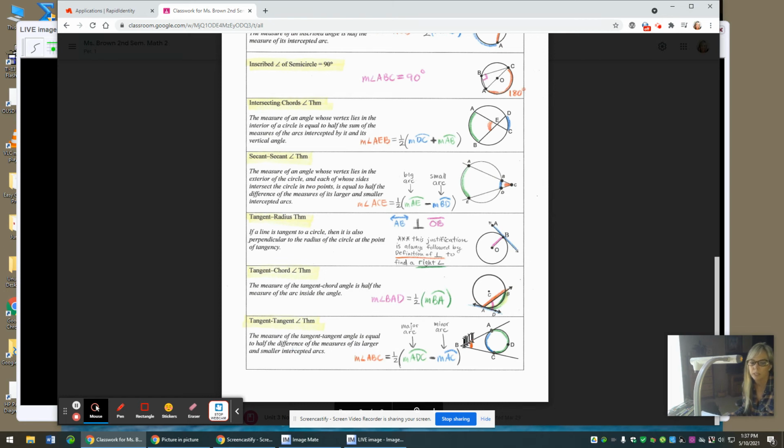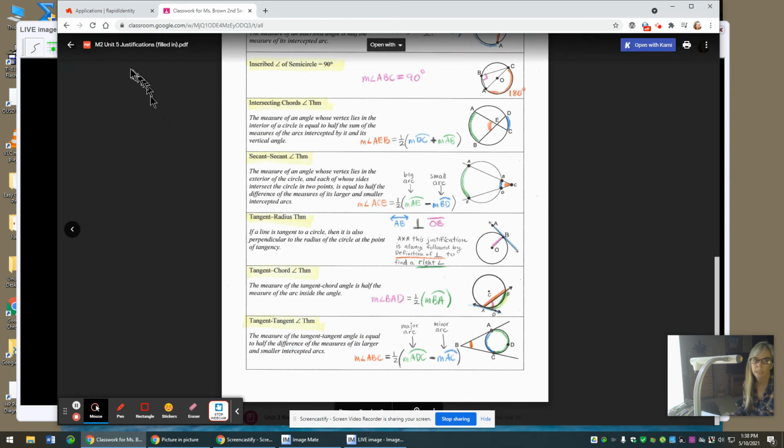So now we have two tangent lines. This one's tangent at point A, and this one's tangent at point C. So we have two tangents that are creating an angle that is outside the circle here. The measure of that angle is equal to half the difference, that's subtract again, of the measure of its larger and smaller intercepts. It's very similar to this one, right? We take the difference from the larger and the smaller, and we take half of it. So the fact that they're tangent isn't even any different than the fact that they might be secants. So they're very, very similar. It's just that these are tangent lines and these are secant lines.